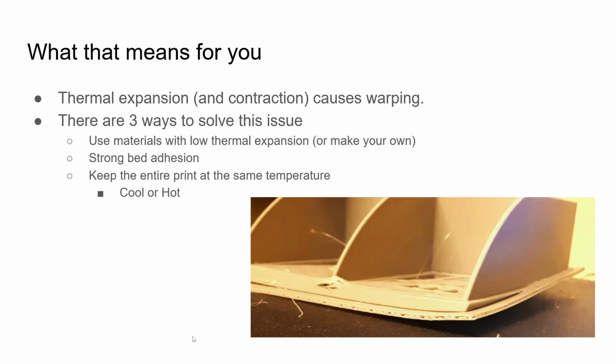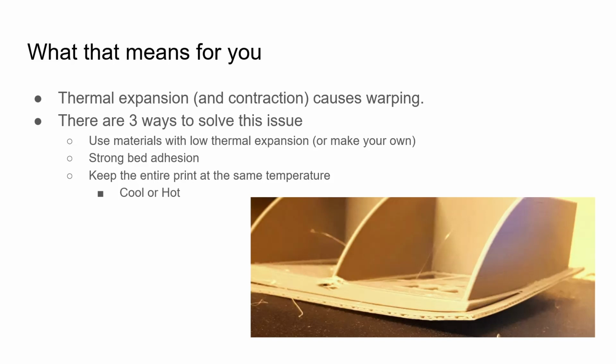Yes, so the biggest thing it will do is it will cause warping. And so there's three ways to solve this issue, right? You just try and find a material with a low thermal expansion coefficient, or you could make your own, right? So you could make composite materials, which is something we'll get to later, where you add material into your plastic that has a low thermal expansion, and then on a net basis, that whole material has a lower coefficient. So that's something that can be done and is being researched.